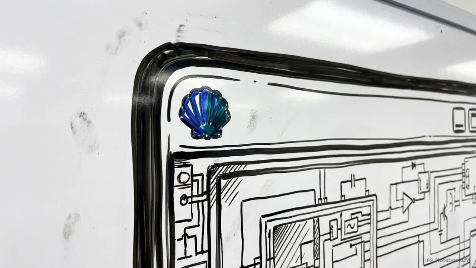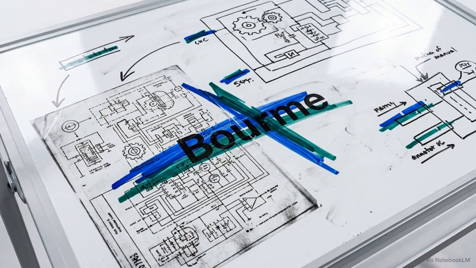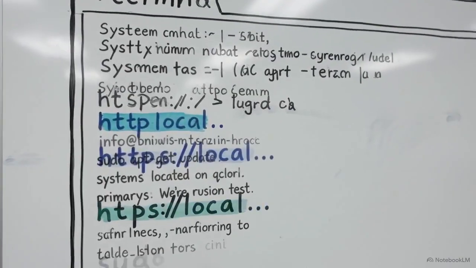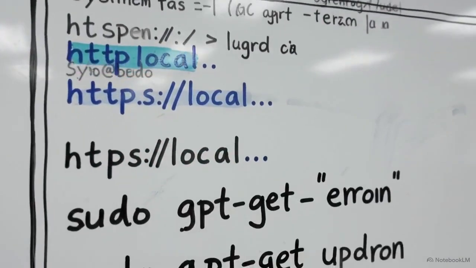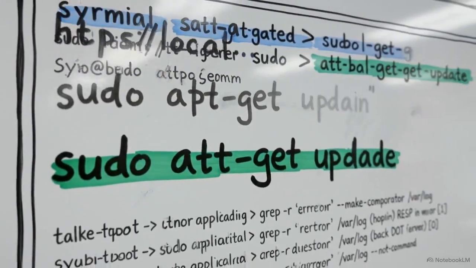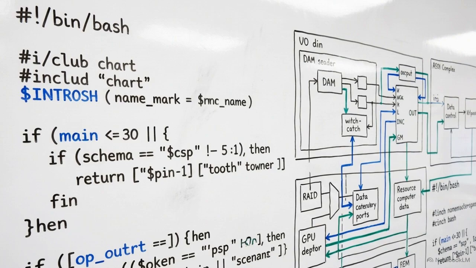The environment you're looking at is the Bourne Again shell. You might see older documentation misspell this as BORN, but it's spelled B-O-U-R-N-E. In the Linux community, we simply refer to it by its acronym, BASH. Mastering this text interface is a requirement for serious administration. It allows you to speak directly to the operating system without any translation layers getting in the way.